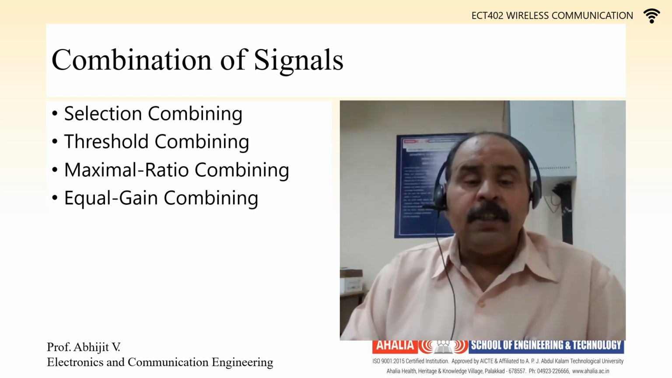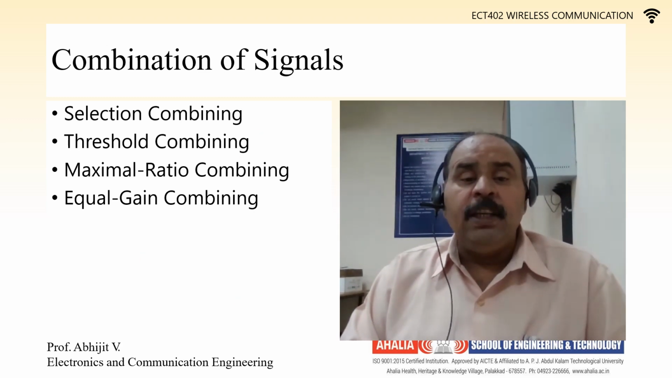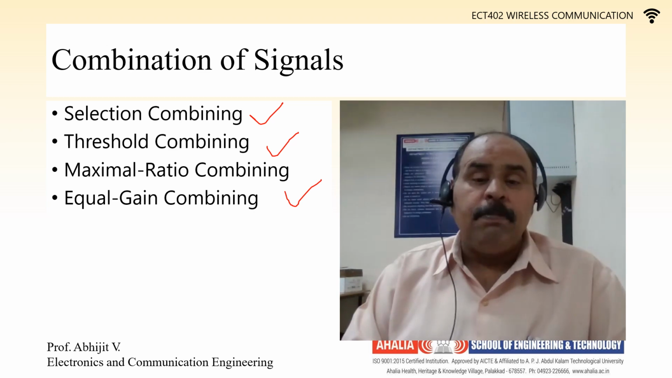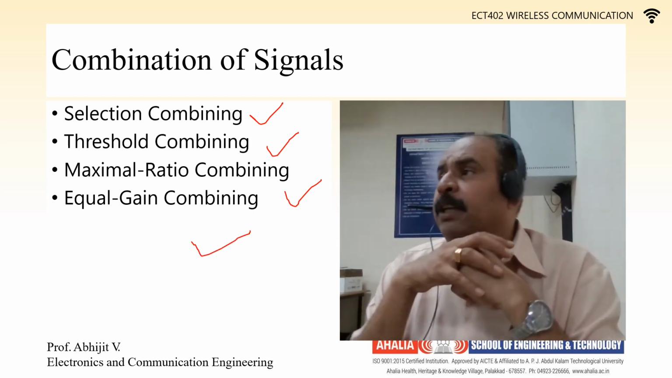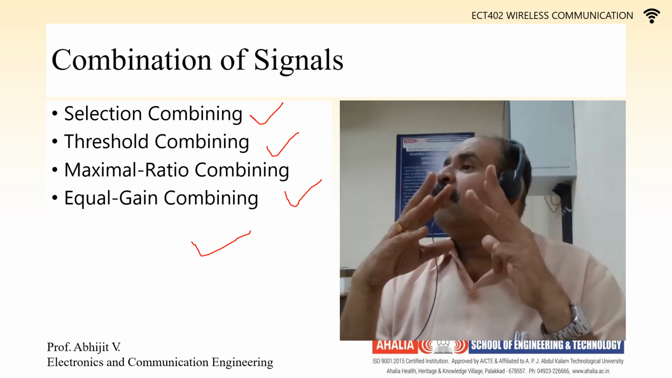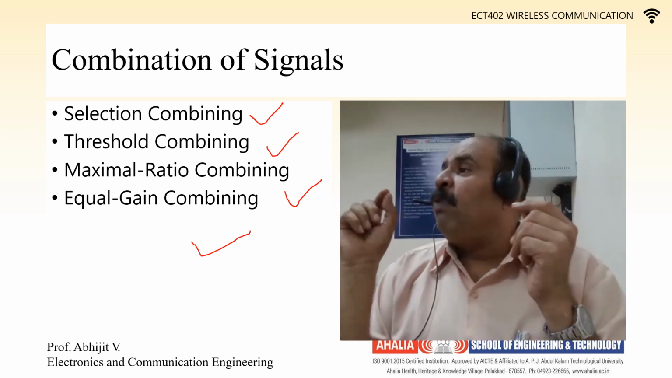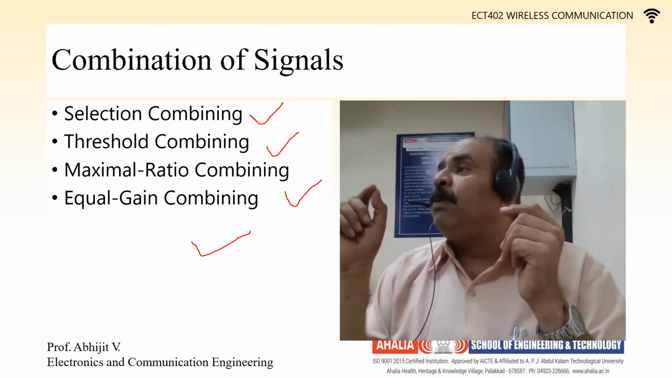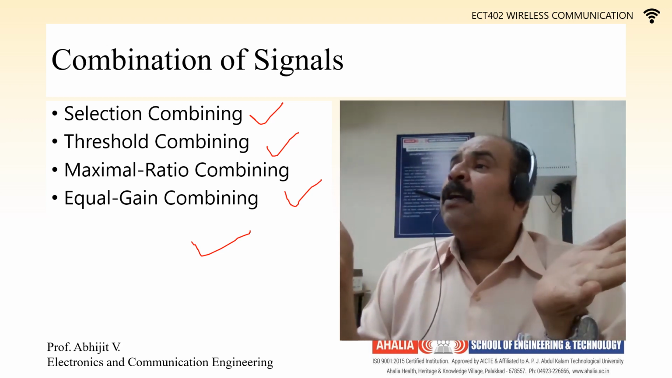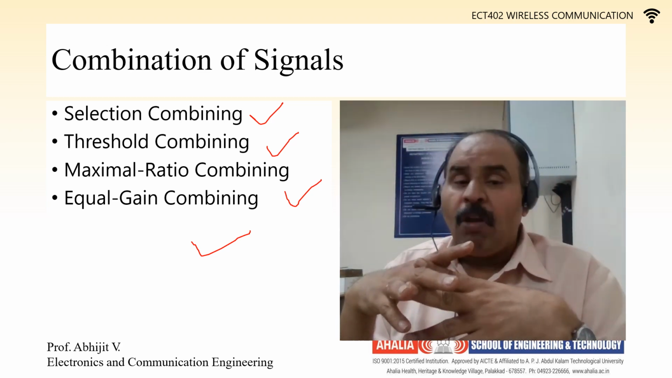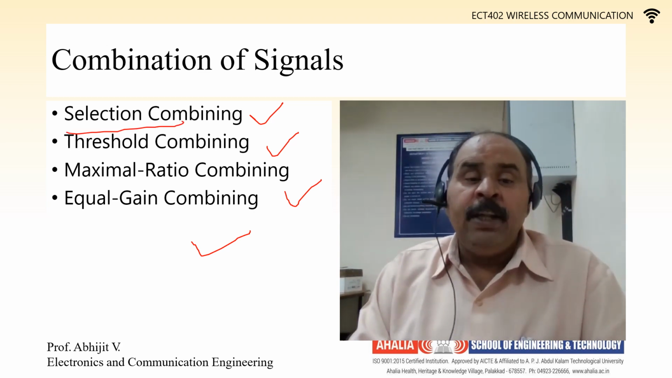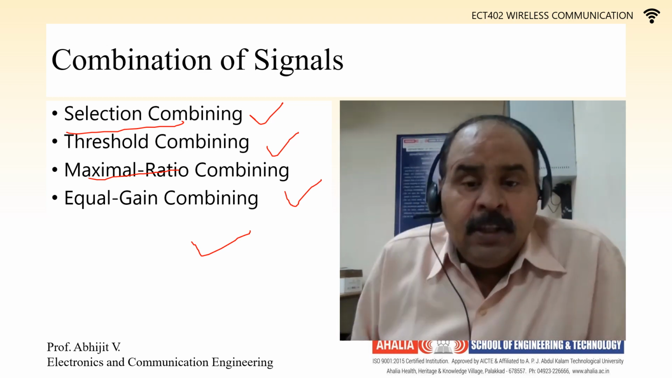There are four important diversity techniques. The first one is called selection combining. The second one is threshold combining, then maximal ratio combining, and equal gain combining. So we have two types, selection and combining. In the first case, we will be selecting the best signal. In the second case, we will be combining all the received signals. We have four types of combining, of which we will be studying only selection combining and maximal ratio combining, which is in your syllabus.